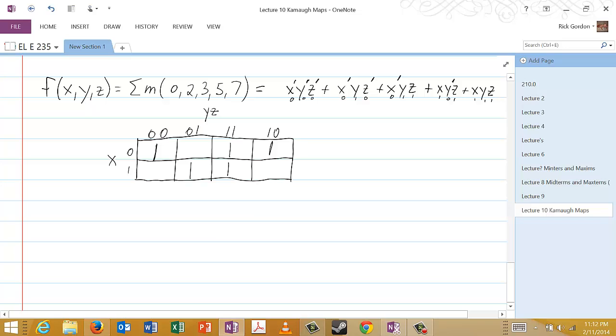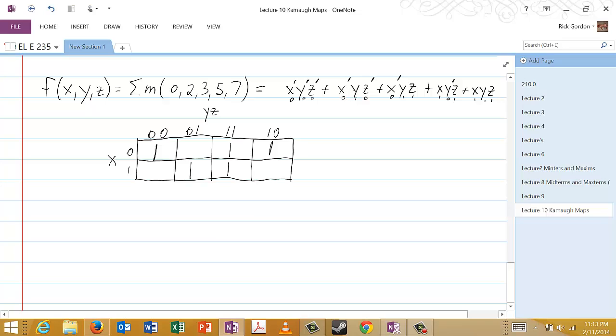There's your algebraic expression. And now, following the procedure we had before, you want to find the circumstance that will make each one of these equal to 1. Well, the circumstance that will make the first one equal to 1 is 0, 0, 0. So when x is 0 and y is 0 and z is 0, this will be 1, and if that's 1, then f must be 1. And so therefore, for the 0, 0, 0 cell, we must put in a 1 for f, and voila, there we have it.